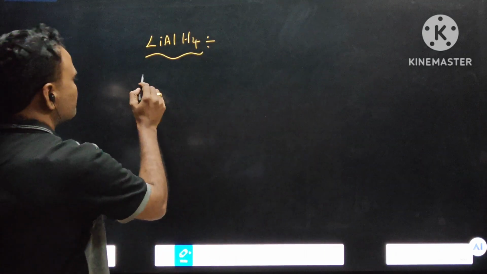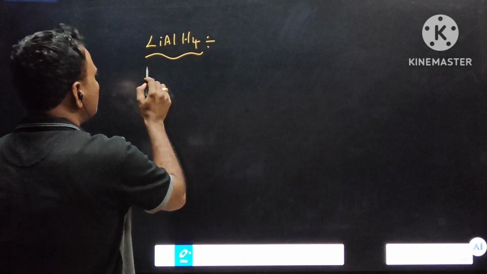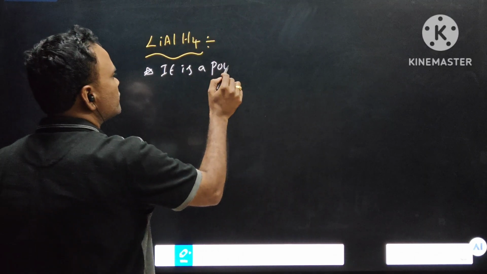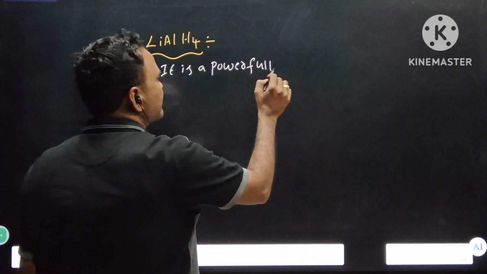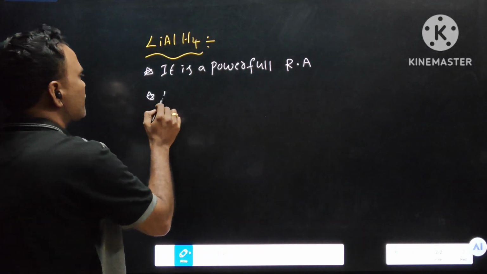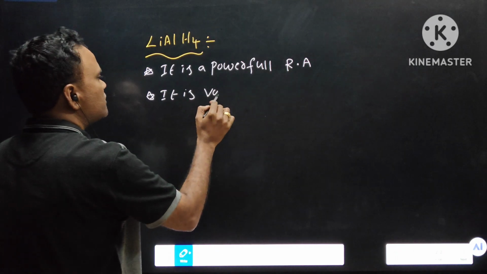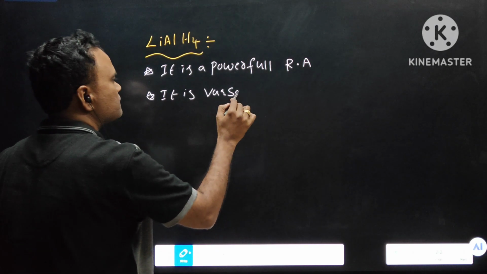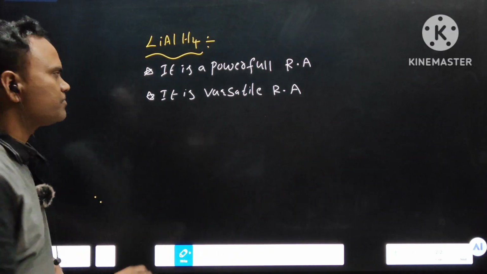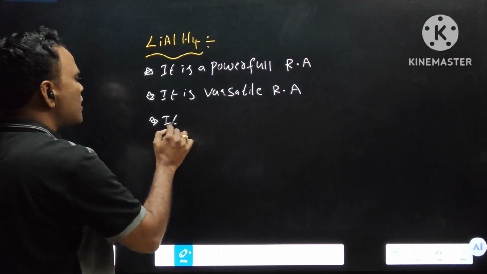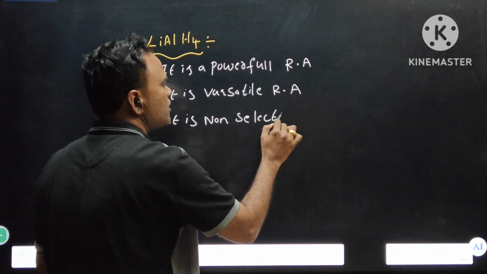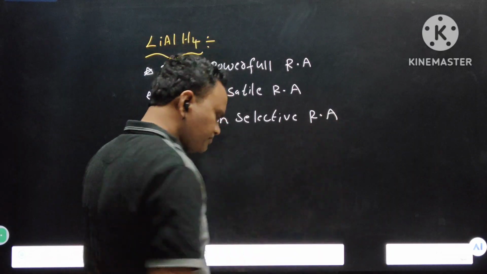See the points. It is a powerful reducing agent. RA stands for reducing agent. It is a versatile reducing agent. It is a non-selective reducing agent.